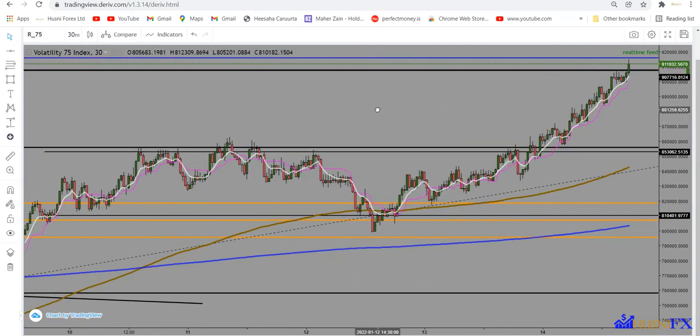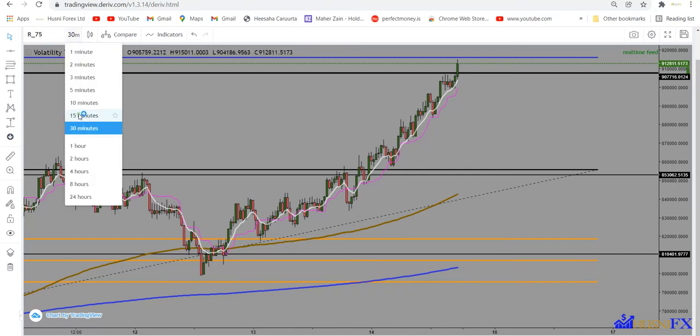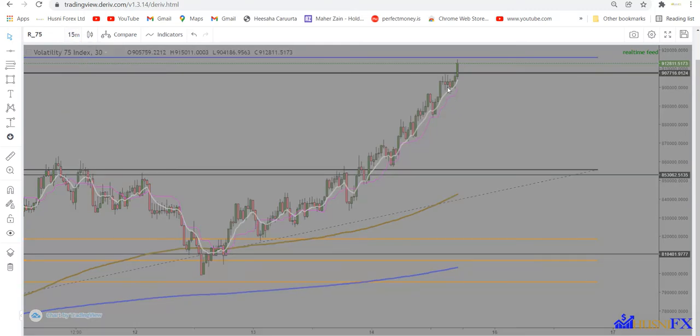I will find my entries on M5. So this buy I have closed it. I don't know whether you hear it, but I have closed it right now because it was a nice buy. From here till here we have made a huge profit. So if I go to 15 minutes, I will see a nice structure here.